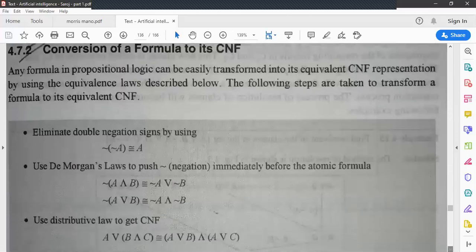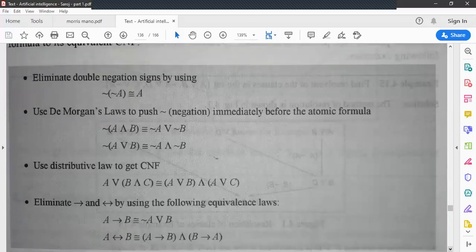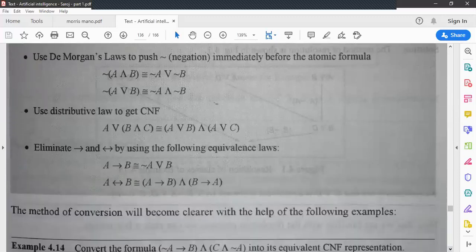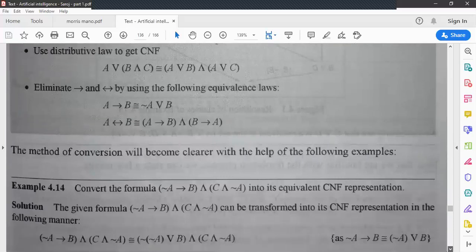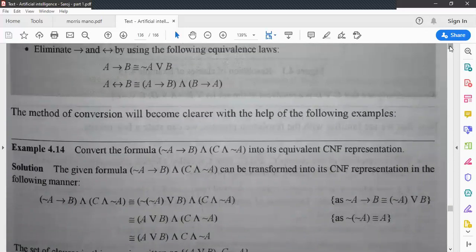And to convert a formula to its CNF, that is a conjunctive normal form, you need to follow these equivalence laws, and then certain steps you have to take to convert a formula into CNF. If you look at this formula, convert this formula into its equivalent CNF. For that purpose, you need to refer to these equivalence laws.